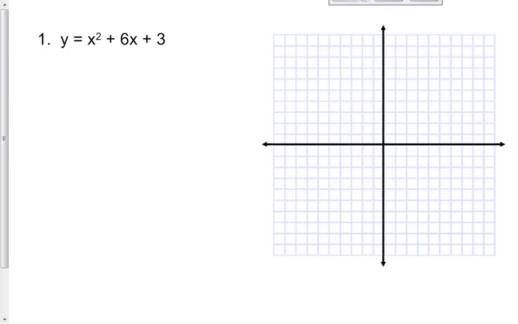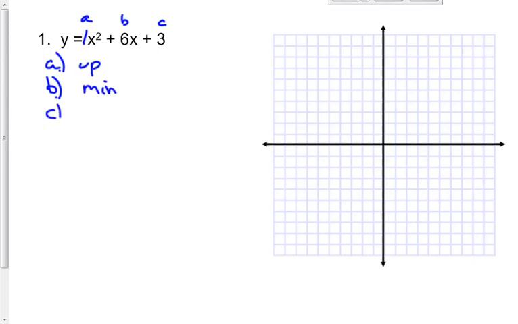Part A, does this open up or down? Since A is positive, that's like a 1 sitting there. Here's your A, here's your B, here's your C term. This will open up. If it's opening up, that means I have a minimum to this curve.